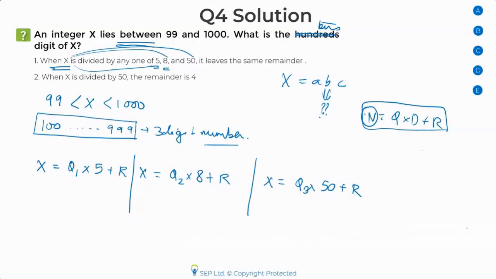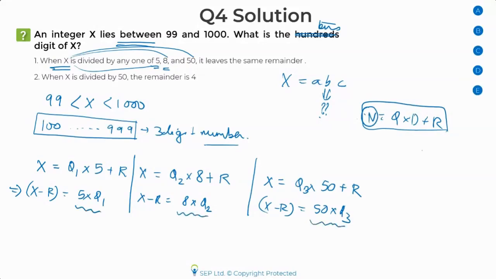Okay. Now, notice one interesting thing. If I take r to the other side, and let me first write it down so that you are able to visualize it. If x is 5 times something, x is 8 times something, x is 50 times something, then x minus r is a multiple of 5 also, 8 also, and 50 also. Can I say that? Let me add a poll. Can I say that x minus r is a multiple of 5, 8, and 50, all three of them? I can say that, right? Focus on the keyword multiple: it's a multiple of all three numbers.